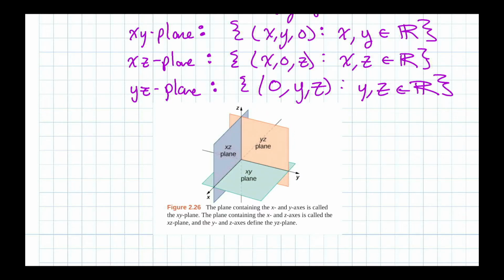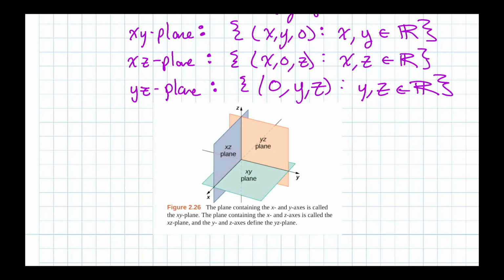Okay, and so those are called the coordinate planes. Generally, they refer to them by name. They just say XY plane, and you have to understand, okay, Z equals 0 there, Y equals 0 there, X equals 0 there. So those are the coordinate planes.